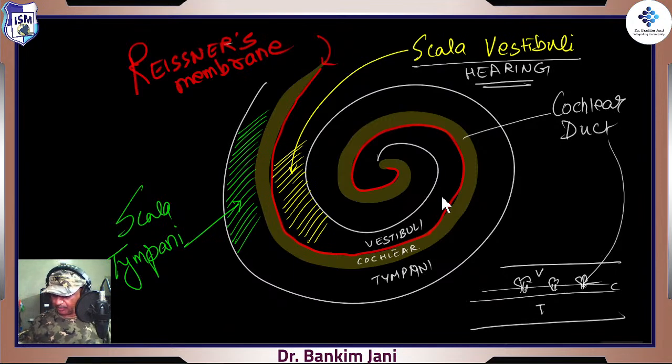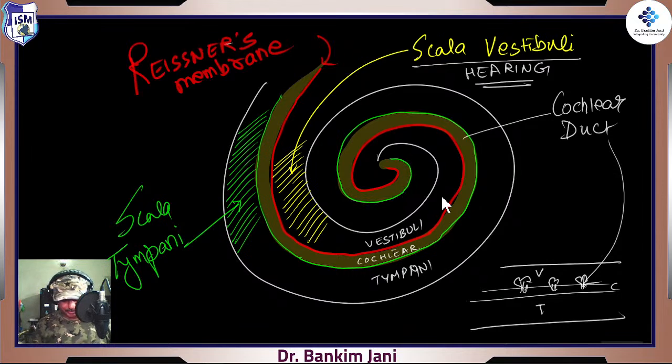Similarly, there will be one more membrane, and that membrane would be between the scala tympani and the cochlear duct, right? And it is going all the way. And what name should it be? There is only one membrane left out, right? Only the basilar membrane is left out. This is the basement membrane.